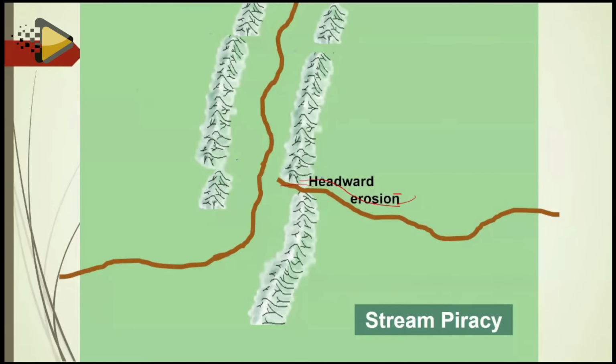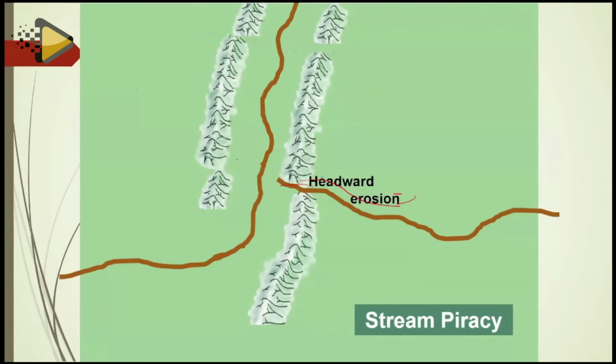But now, these two streams are separated by the watershed. So what must happen? Number one, this watershed must be lowered and removed or shifted. That process of lowering and shifting of the watershed is called abstraction. So the processes needed for river capture are headward erosion and the abstraction of the watershed.